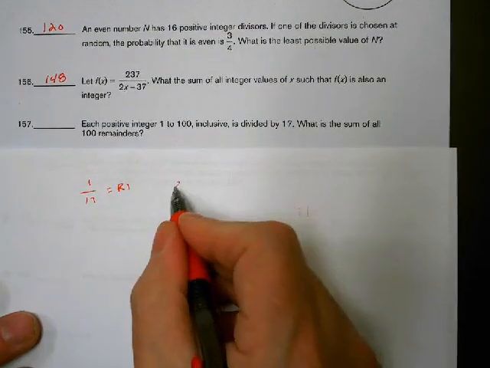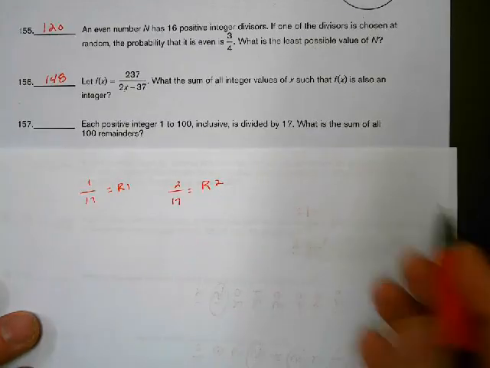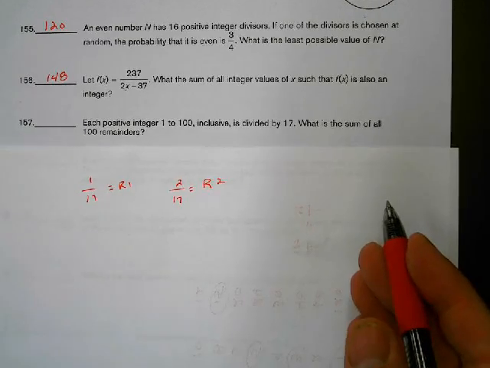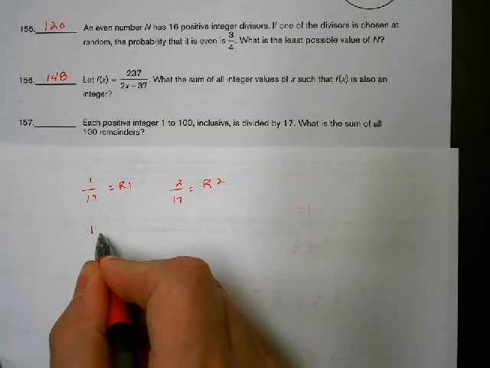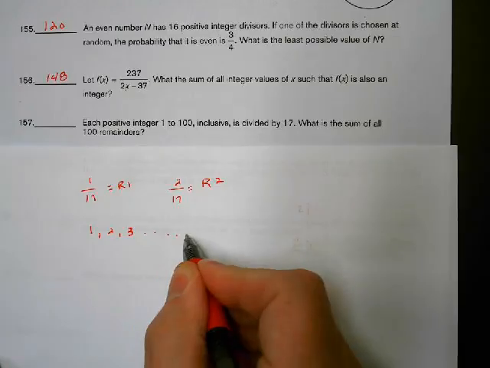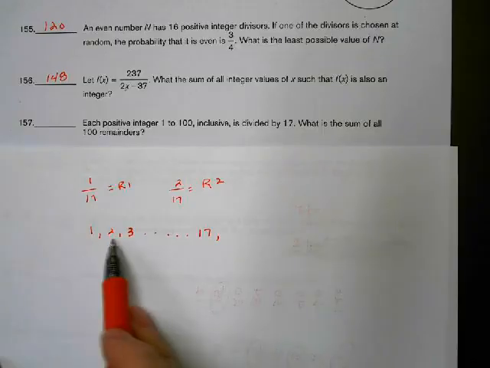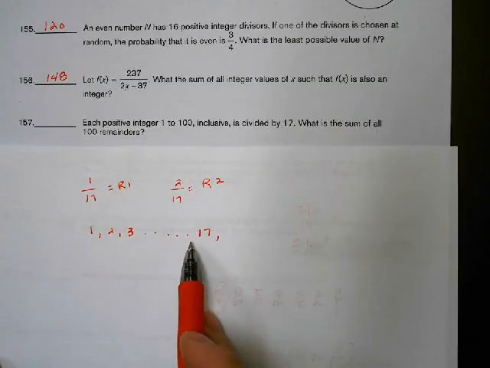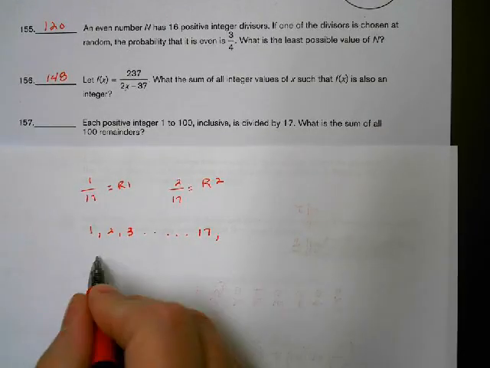If I keep on doing that, the numbers 1 through 16 will give us remainders of 1, 2, 3, 4, 5, 6, 7, 8, 9, 10, 11, 12, 13, 14, 15, 16. And then when we get to 17, we'd have a remainder of 0. So this is all the numbers from 1 to 16, and then when we get to 17, we got 0.